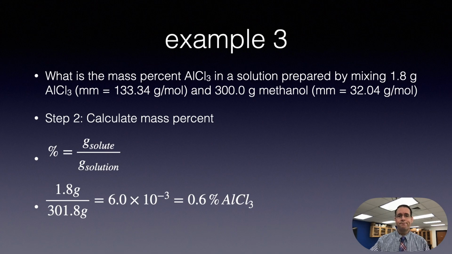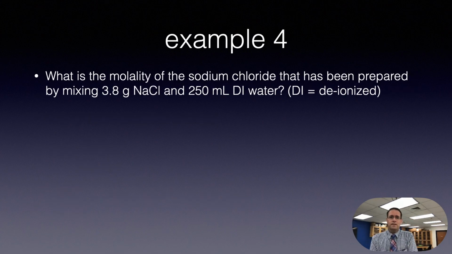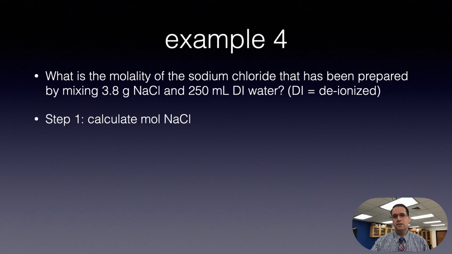All right. Example 4 is molality. Molality is critical when you talk about freezing point depression and boiling point elevation, okay? And we're going to do this in Lab 3 and a lot of problems in Chapter 11, okay, in the OpenStax textbook. So here we've got salt water, okay? We've got 3.8 grams of salt. We've got 250 milliliters of deionized water. We mix it up, and we want to know what is the molality of that solution, okay?